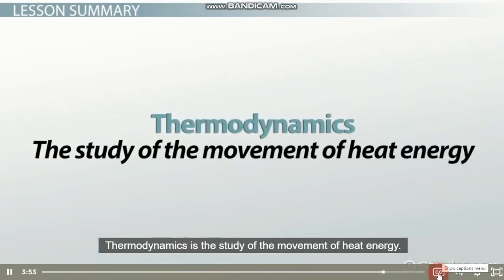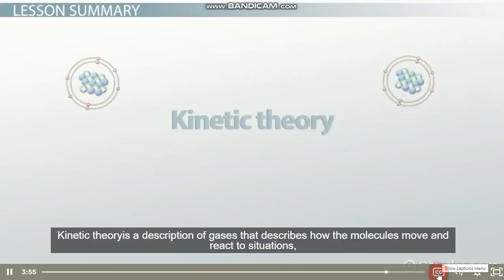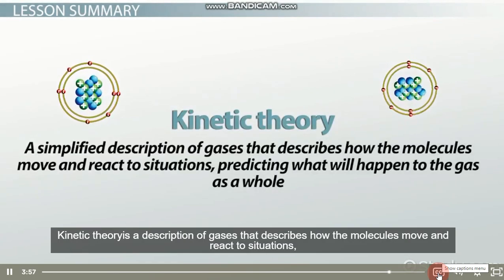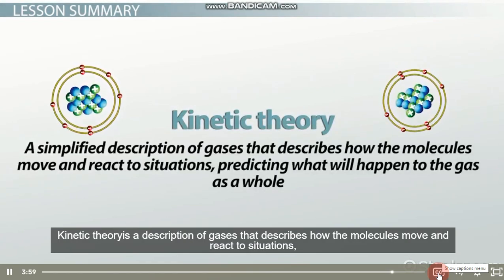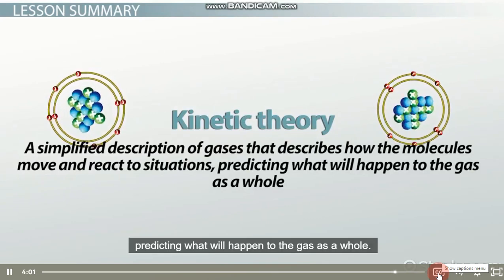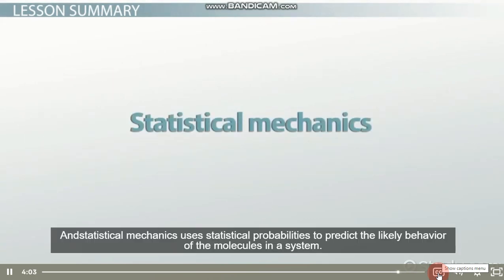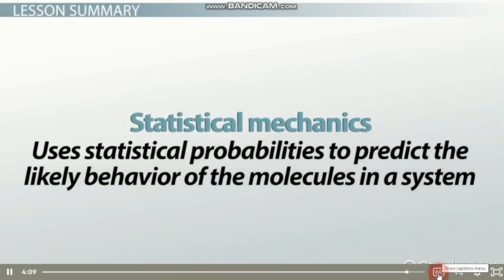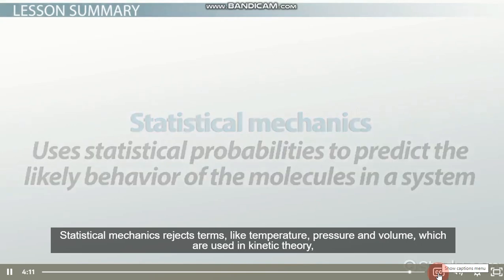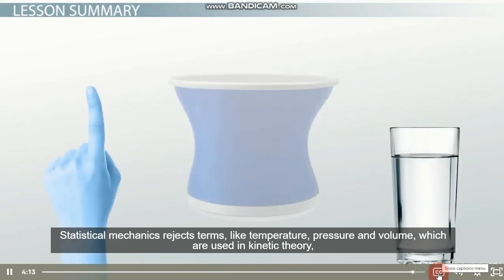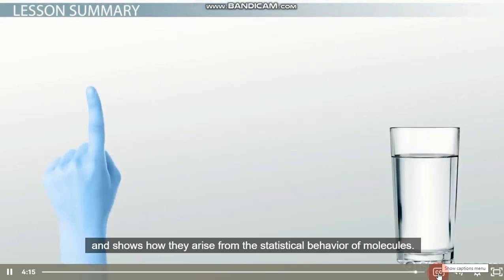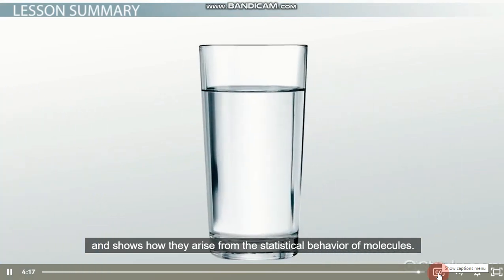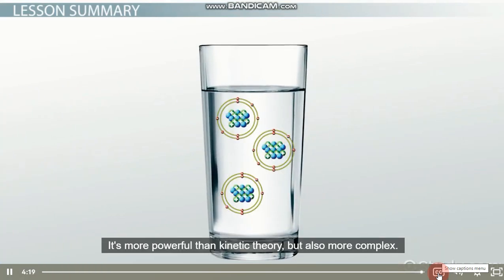Thermodynamics is the study of the movement of heat energy. Kinetic theory is a simplified description of gases that describes how molecules move and react to situations, predicting what will happen to the gas as a whole, and statistical mechanics uses statistical probabilities to predict the likely behavior of the molecules in a system. Statistical mechanics rejects terms like temperature, pressure, and volume, which are used in kinetic theory, and shows how they arise from the statistical behavior of molecules. It's more powerful than kinetic theory, but also more complex.